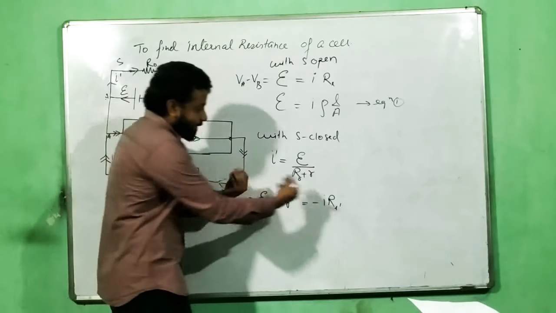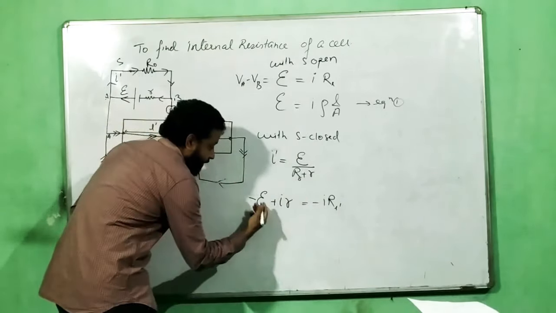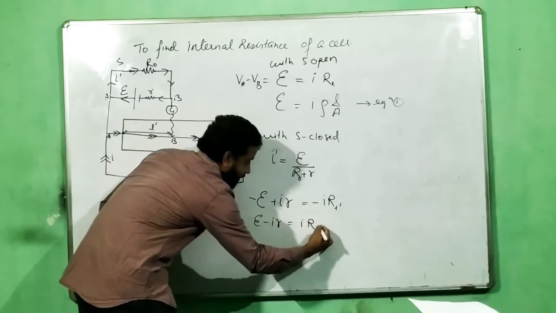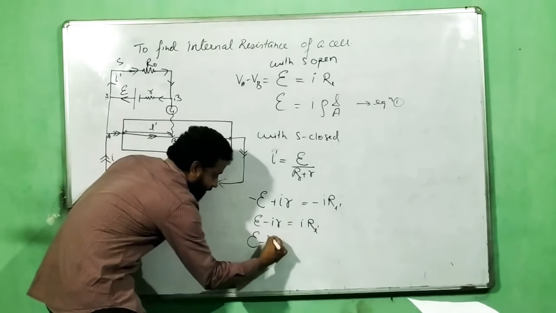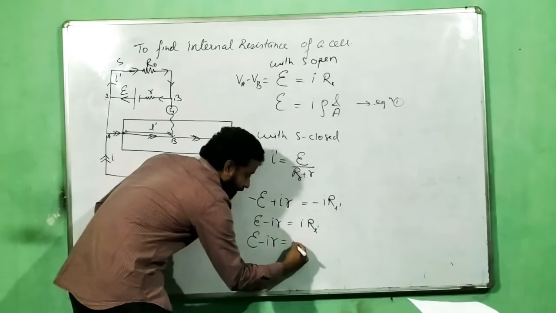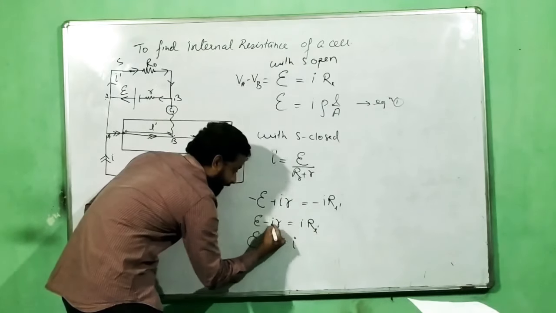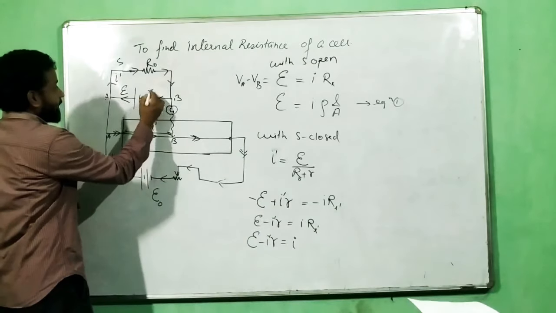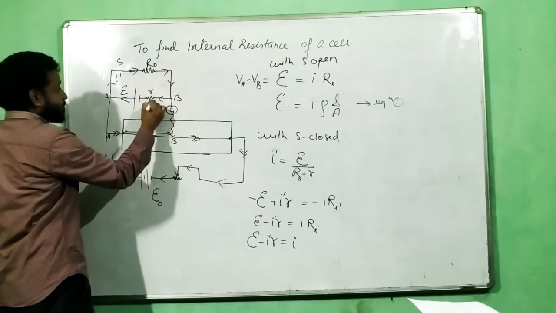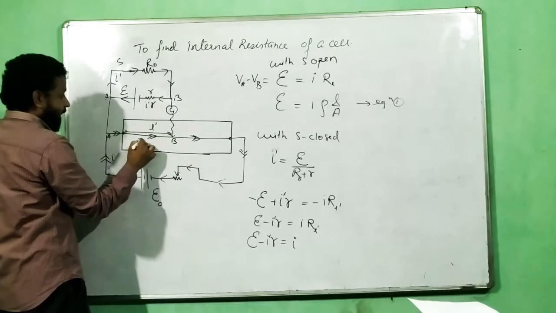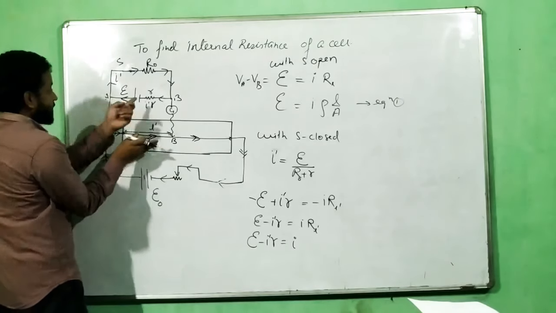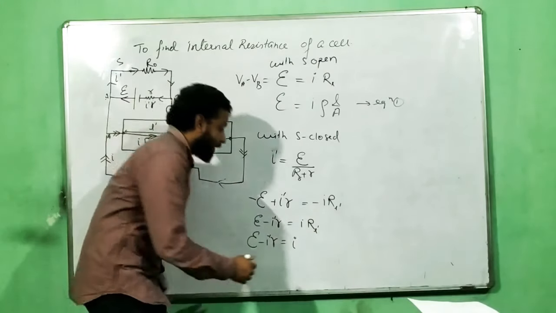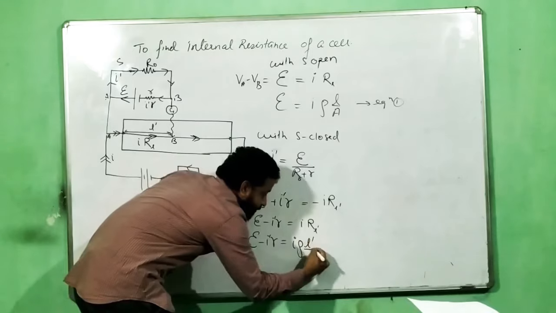And now if I slightly readjust the minus and plus over here, I can write this as EMF minus IR is equal to I times R L dash. Sorry, this one is I dash, this one is I dash, and this one is I. So I dash times R, whereas here this is I times R L dash. So I dash into R equals I into R L dash. R L dash I can write as rho L dash by A.